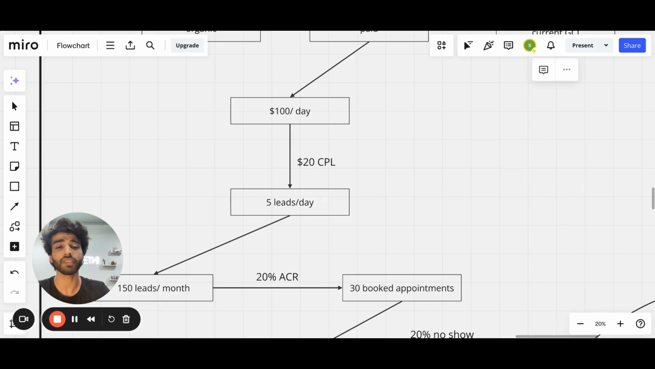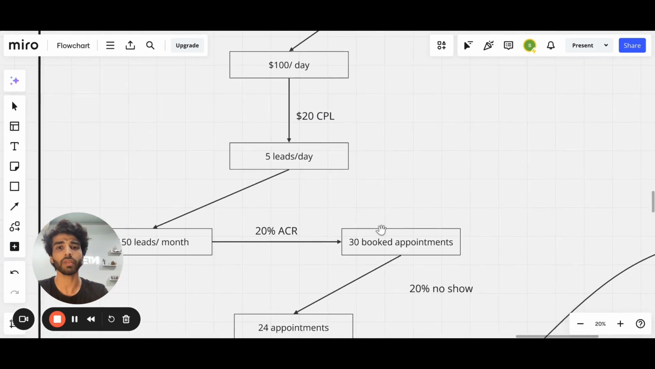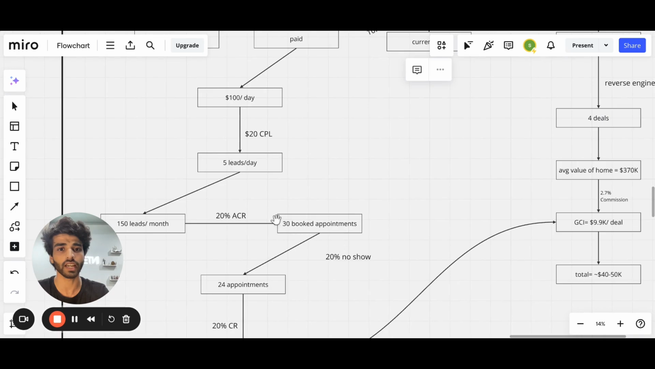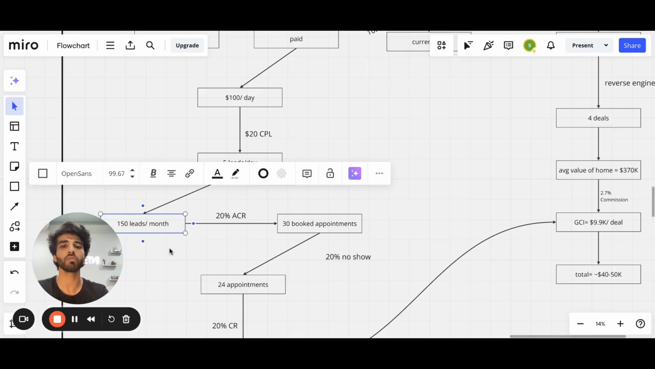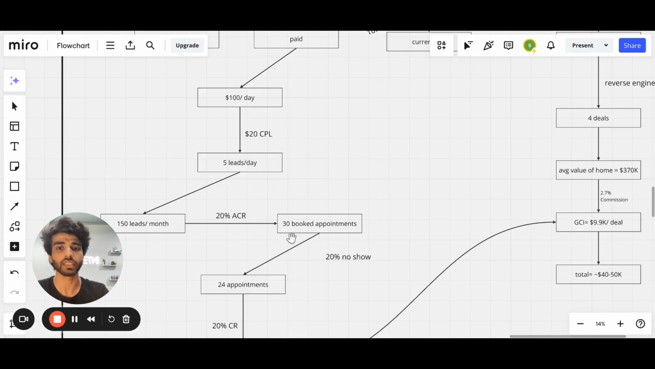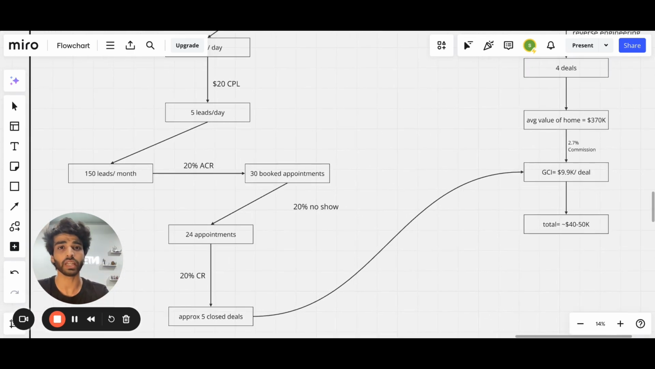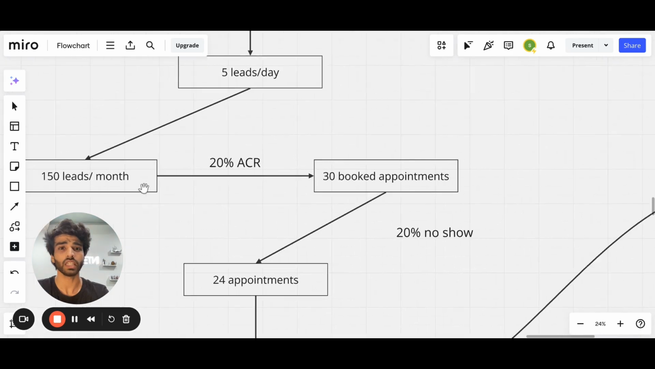So, if we're getting 5 leads per day at $20 per lead, we then need to reverse engineer how many clients it will take to go from $10,000 to $40,000 in GCI. The key here is to look at the total number of leads you're generating and then break that down into percentages, from lead to appointment, from appointment to close, and so on. So let's assume that the lead to appointment booking rate is 20%. That would give us 30 appointments.